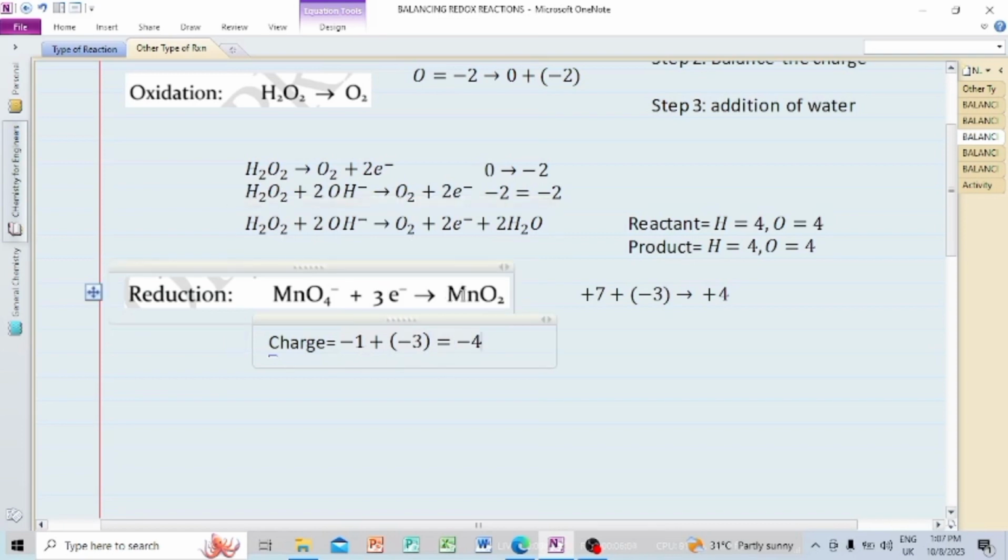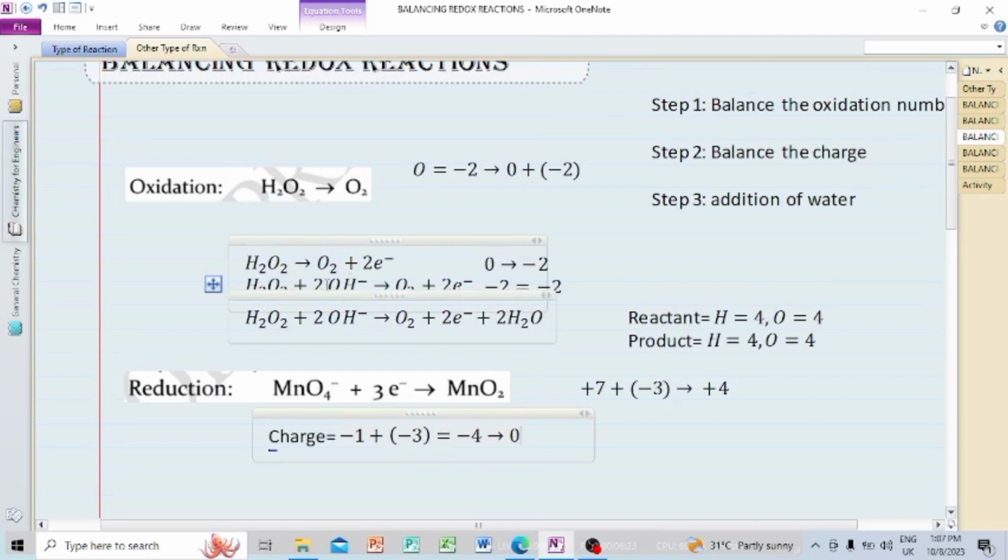While on the product side, makikita natin dito na wala siyang charge. So, the charge is 0. Okay, so from -4 to 0, we need to balance the charge. So in balancing the charge, this is a basic solution. Ang idadagdag natin is, ginawa natin kanina, OH.